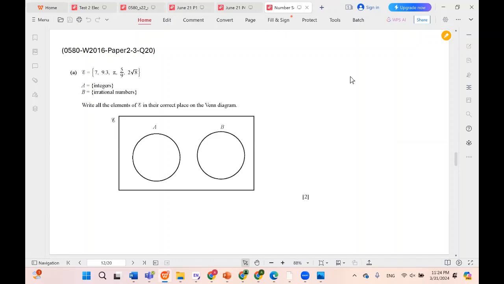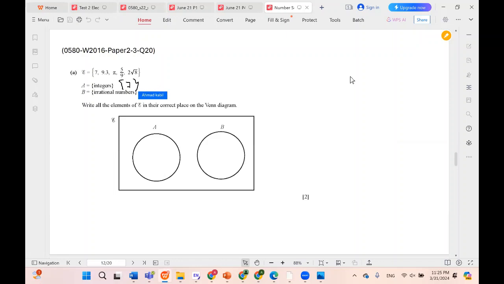So in this question here, we have the universal set 7, 9.3, pi, 5/9, and 2 radical 8. In A, we want to list all the integers. So the integers here, the only integer here is actually 7.